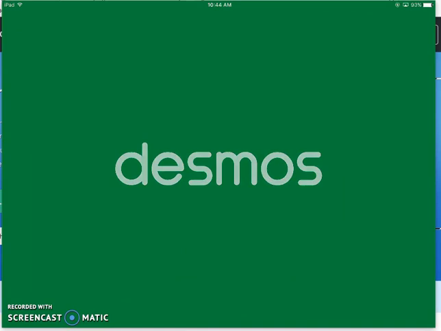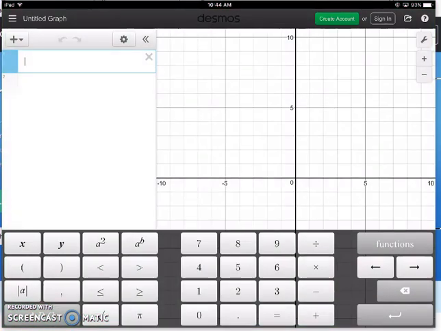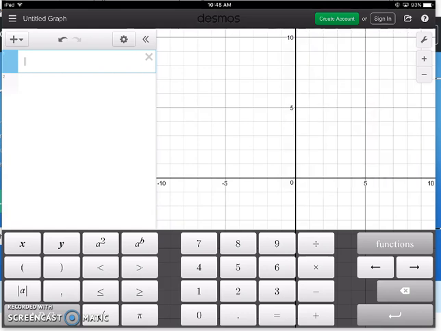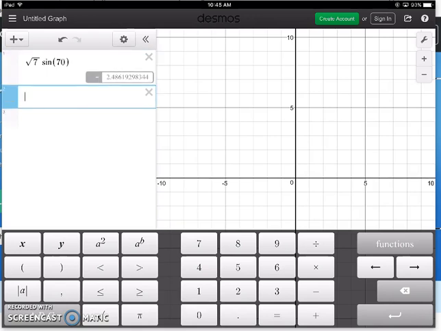So let's go to Desmos. I've got to make sure I switch this to degrees. So we have the square root of 7 times the sine of 70, and we have the square root of 7 times the cosine of 70.